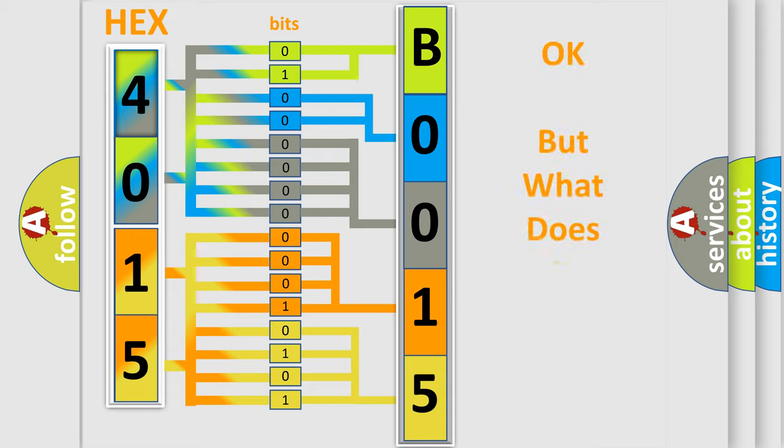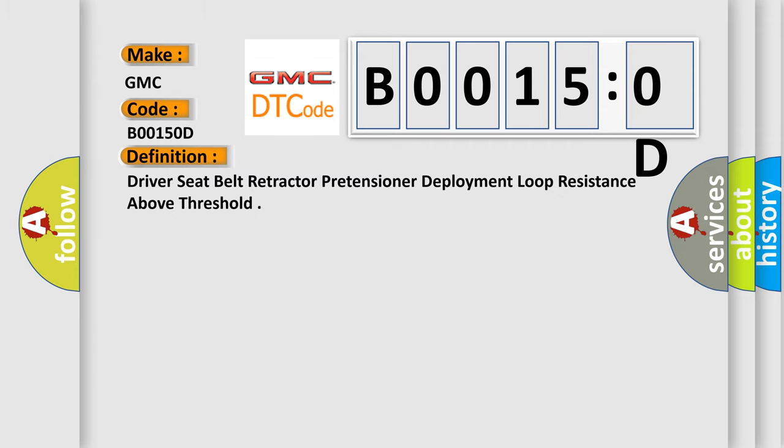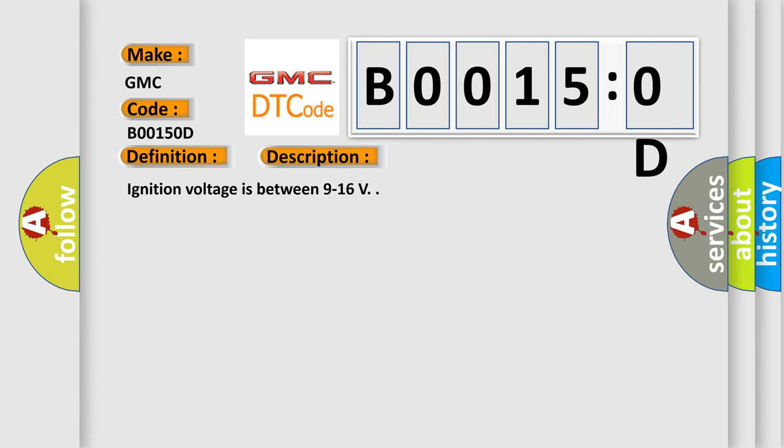The number itself does not make sense to us if we cannot assign information about what it actually expresses. So, what does the Diagnostic Trouble Code B0015-0D interpret specifically for GMC car manufacturers? The basic definition is driver seat belt retractor pretensioner deployment loop resistance above threshold. And now this is a short description of this DTC code.